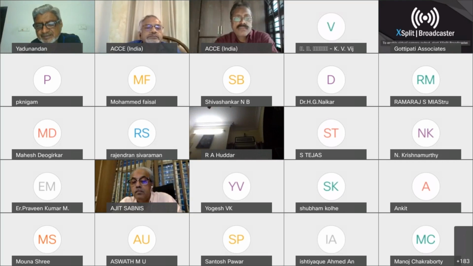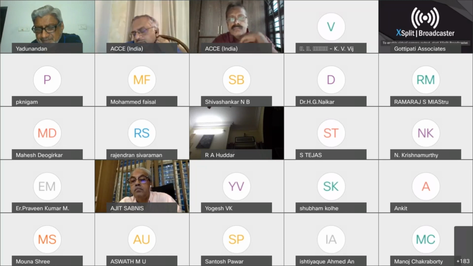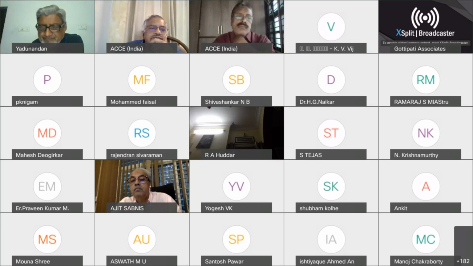Namaskar, sir. I have two questions on plinth beam. One is, when you call a beam a plinth beam, what is the maximum distance from the pedestal to the plinth beam level? The in-between column length, how is it designed? Is it considered in the design, the distance between the pedestal and the plinth?